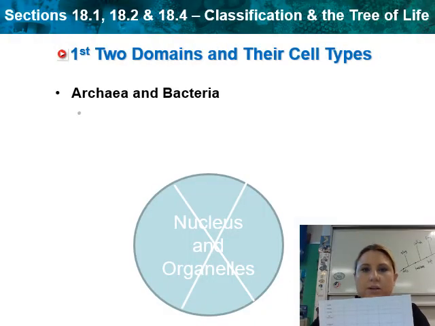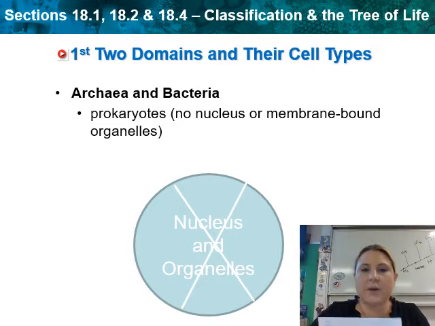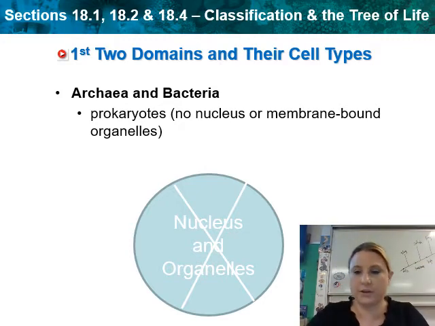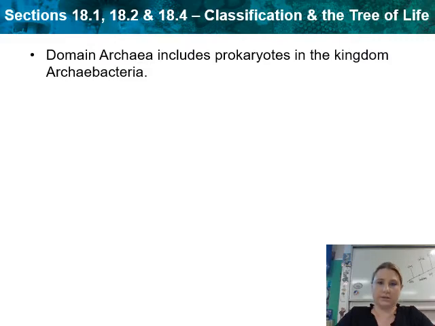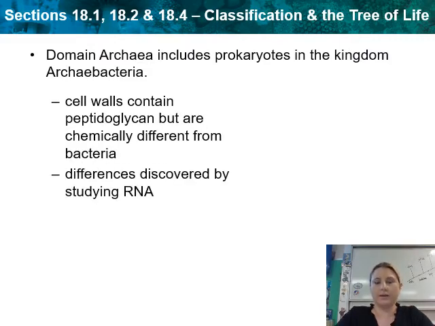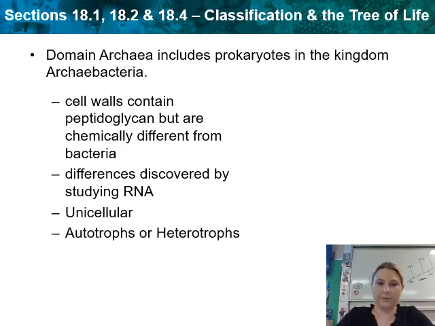Okay, so I just want to talk about the first 2 domains and their cell types. So archaea, bacteria, and again, you don't need to write anything down at this point. You're going to be filling things in the chart, and I'll show you that as we go. Archaea and bacteria are prokaryotes. They have no nucleus or membrane-bound organelles. They're unicellular. Archaea includes prokaryotes in the kingdom Archaebacteria. Their cell walls contain peptidoglycan, but are chemically different from bacteria, and differences were discovered by studying RNA. They're generally unicellular, and they can be autotrophs, which means that they make their own food, or heterotrophs, which means that they have to ingest or eat food as well.